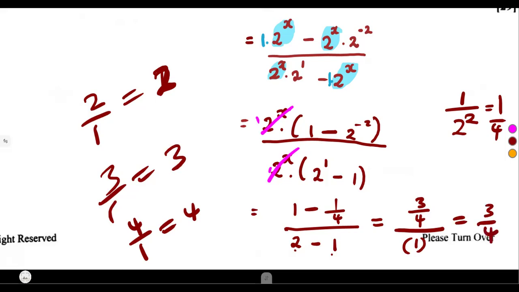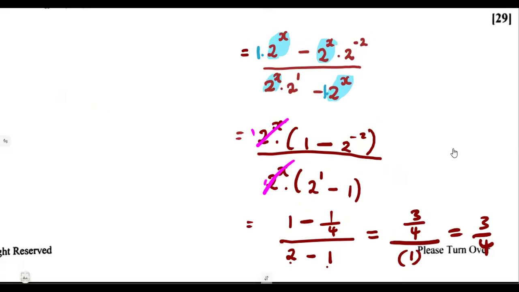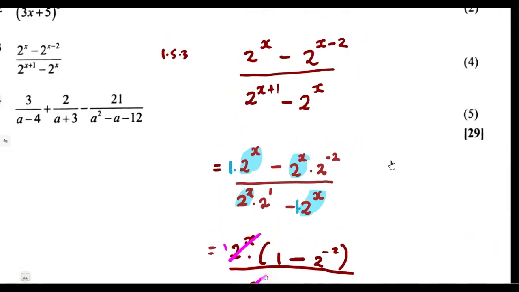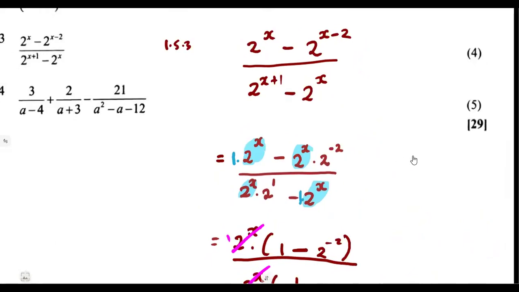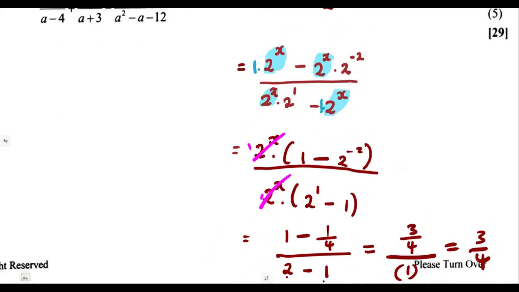3 over 4, as it is. So dividing by 1 does not affect our question. It just remains as it is, all right? It does not even affect your question. So this is how you're going to have it, guys, in this simplification.